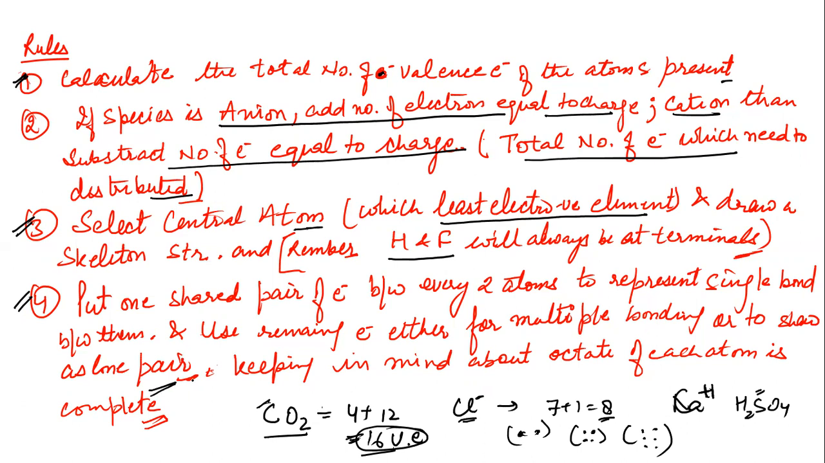Clear? A lone pair will always be there in the pairing. So we are going to keep these electrons in pair form, keeping in mind that the octet of each and every element or atom is going to be completed. It's a little bit confusing, but it's not that difficult. All these four points are clear.